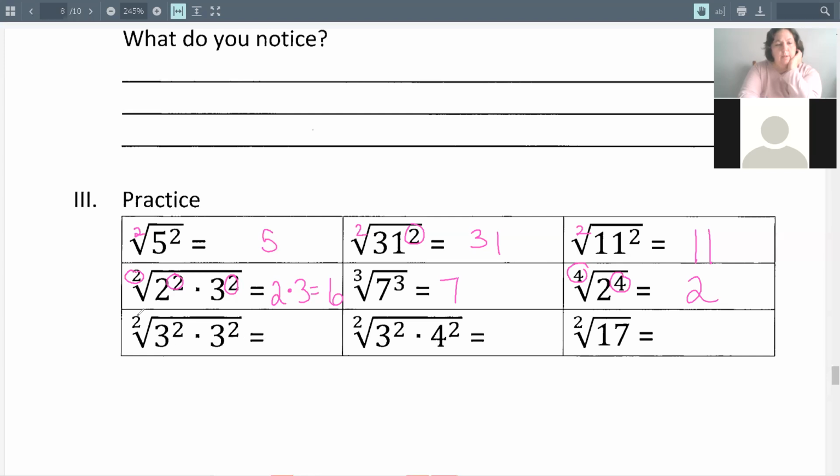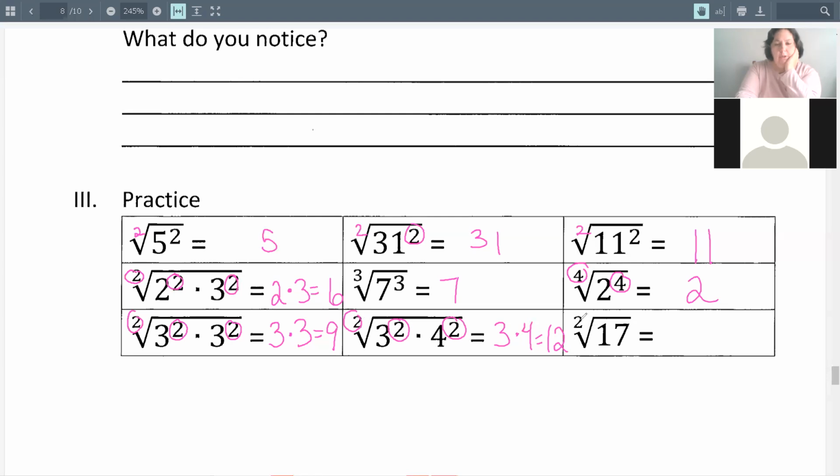In this case, the 2's match, so a 3 would come out from under the radical sign. The index and the exponent match, so another 3 comes out, and 3 times 3 is 9. Even if the numbers aren't prime, like 4 isn't prime, you still have an index and an exponent matching. The square root of 3 squared is 3, and the square root of 4 squared is 4. 3 times 4 is 12.